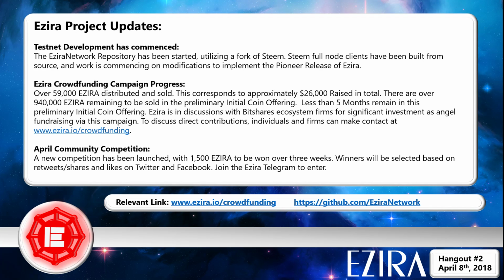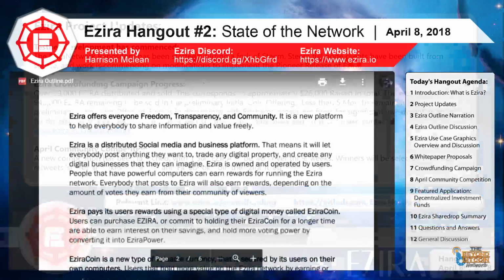Ezira is a social media and business platform. That means it will let everybody post anything they want to, trade any digital property, and create any digital business that they can imagine. Ezira is owned and operated by users. People that have powerful computers can earn rewards for running the Ezira network. Everybody that posts to Ezira will also earn rewards depending on the amount of votes they earn from their community of viewers. Ezira pays its users rewards using a special type of digital money called Ezira coin.